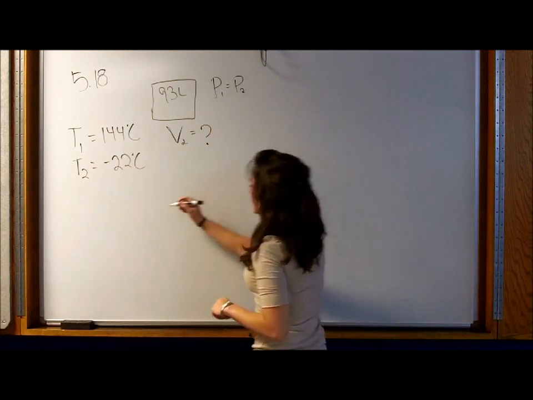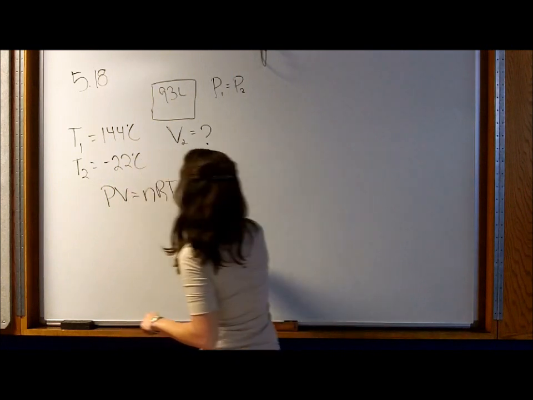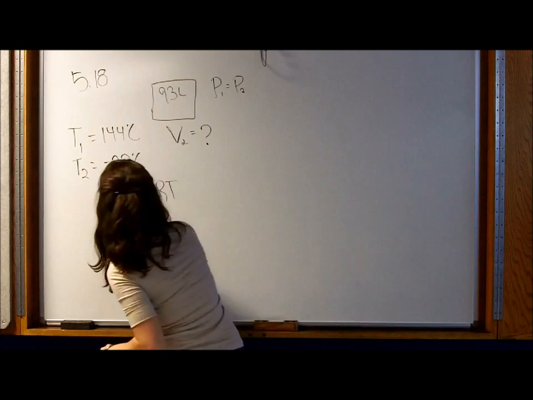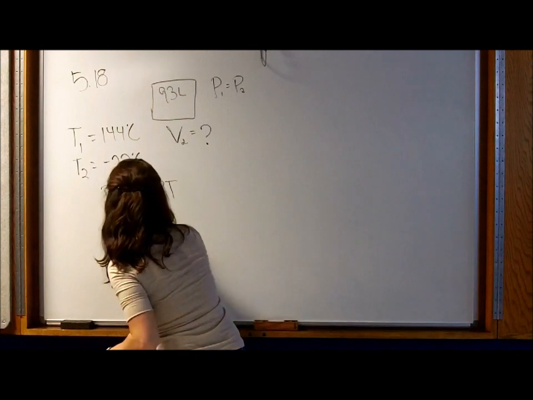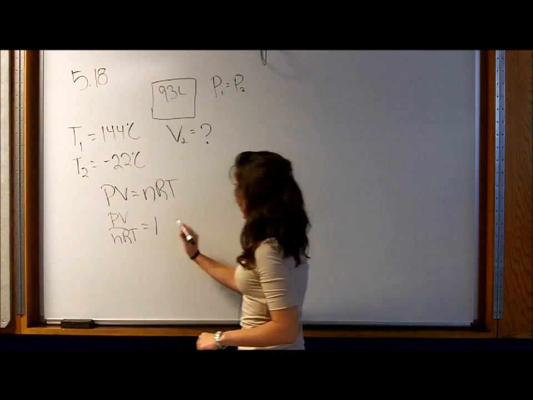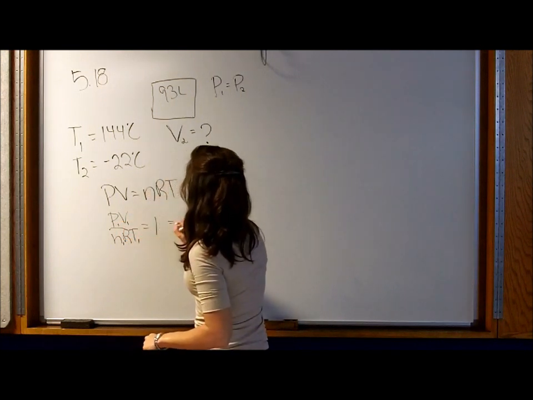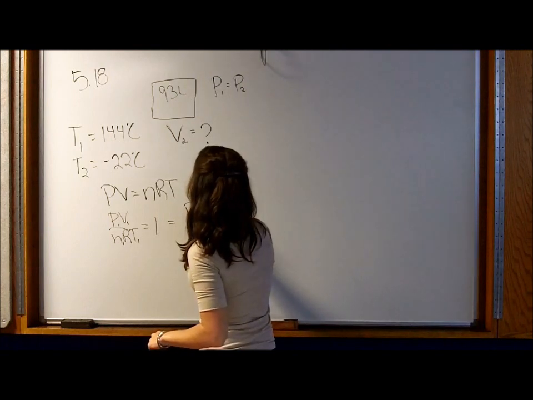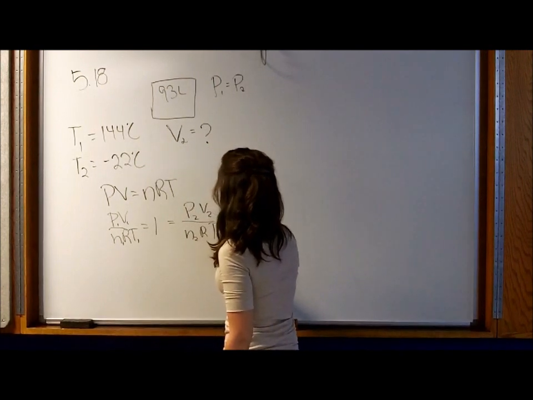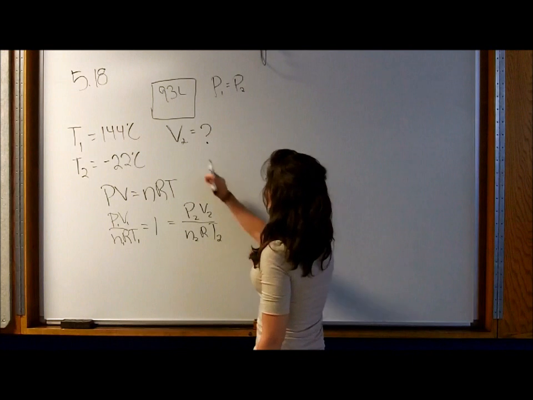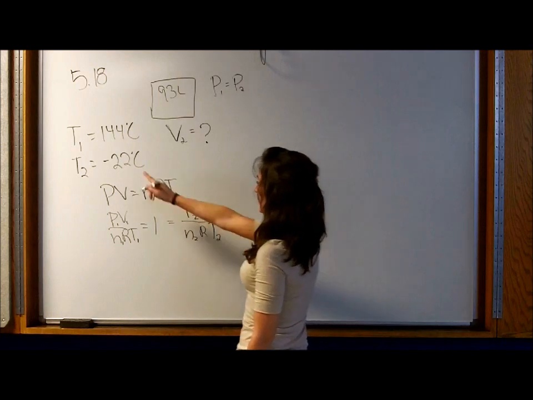Now, our relation that we're going to use is the PV equation. PV equals nRT. Now, the trick here is to pull all the variables to one side. So PV over nRT equals 1. So this is true for all ideal gases. So we have P1, V1 over N1, R, T1 equals the same thing as P2, V2 over N2, R, and T2. So we're relating the beginning variables to the ending variables after the temperature decrease.